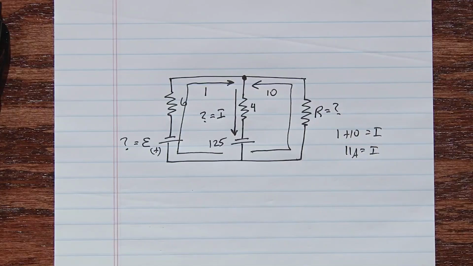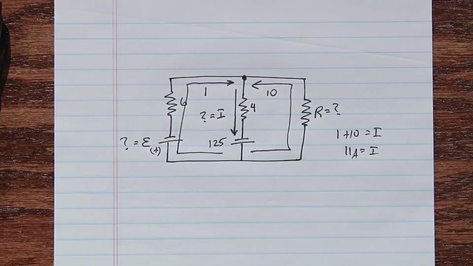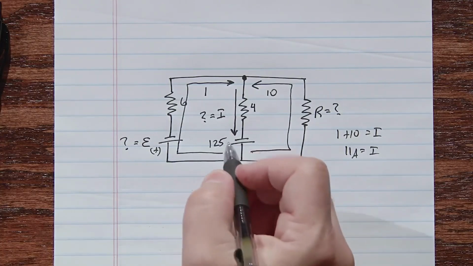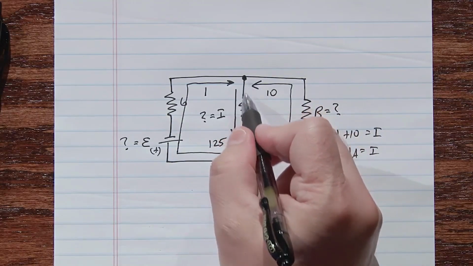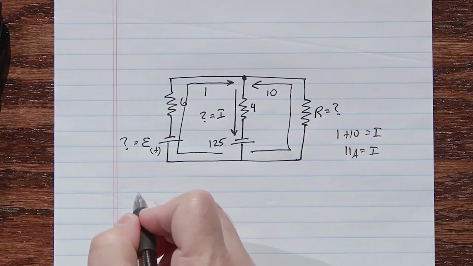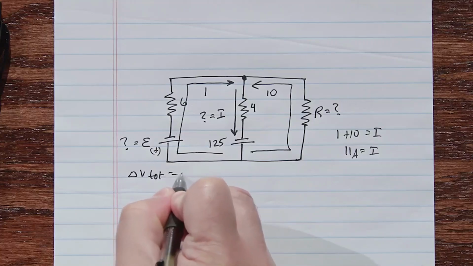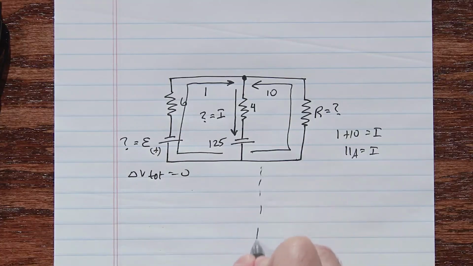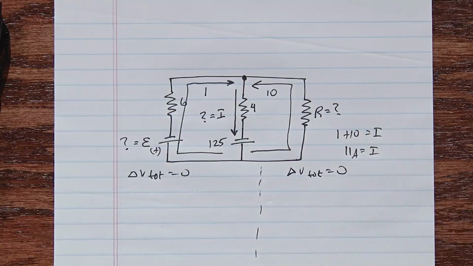We still have 2 unknowns, E and R. So we'll have to use our Kirchhoff's voltage law twice. And so I'll start from this point right here, and one time I'll go around this way, and one time I'll go around this way. So delta V total is equal to 0. Delta V total is equal to 0.